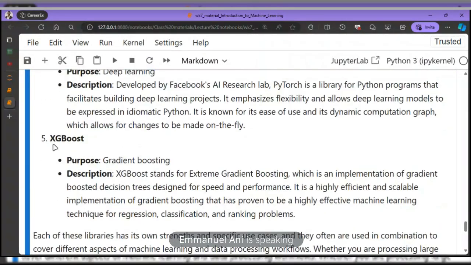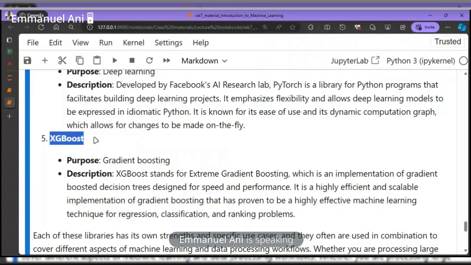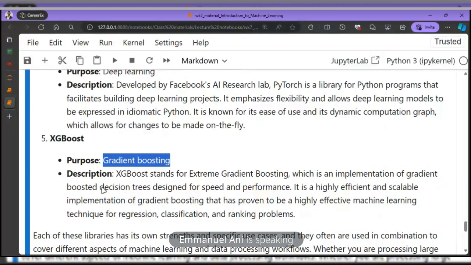I think the last one, XGBoost. So XGBoost is a very powerful ML algorithm that we're going to look at. We are going to understand what it is and what it is used for. But this is a library also that is specifically used for gradient boosting. It's particularly used for a purpose.